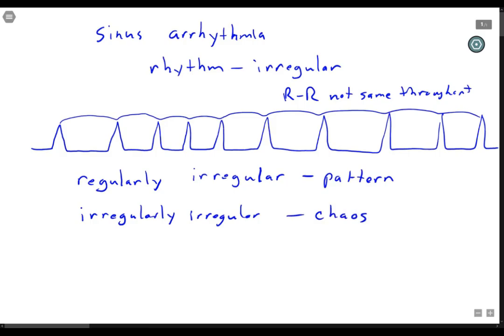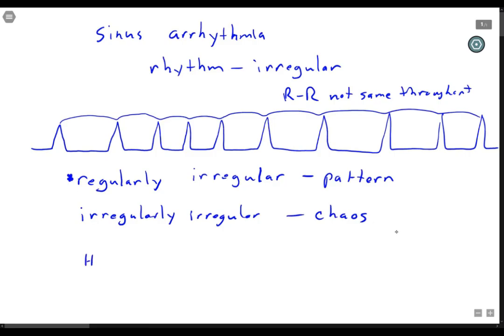Now, if you look at our example here, you can see that the distance between R waves is shortening, so the heart rate's going up, and then the distances are getting larger, so the heart rate's slowing down, and then the distances are getting shorter again. That would be considered regularly irregular. There's a pattern to it.